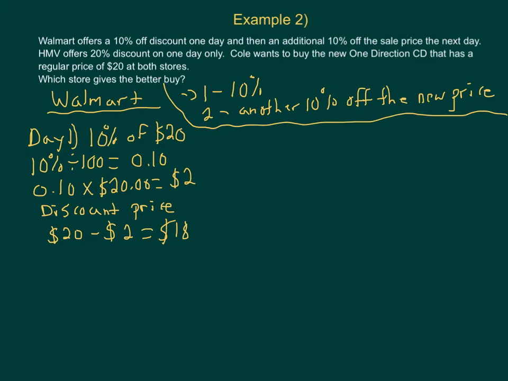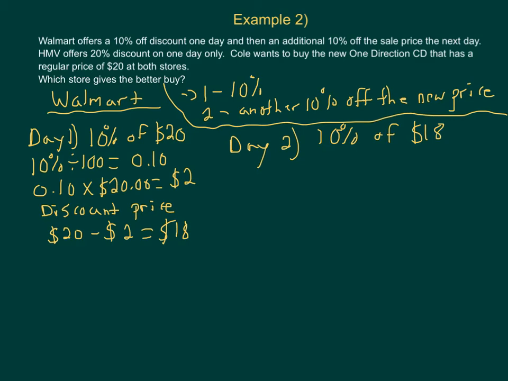But we're not done, because now we also have day 2 to work with. So day 2, actually we'll do day 2 right beside it here. It says we're getting another 10% of the new price. So on the second day we're getting 10% off, but we're getting that 10% off our new price, which is 18, not 20. So it's 10% of 18 because it's off our new price.